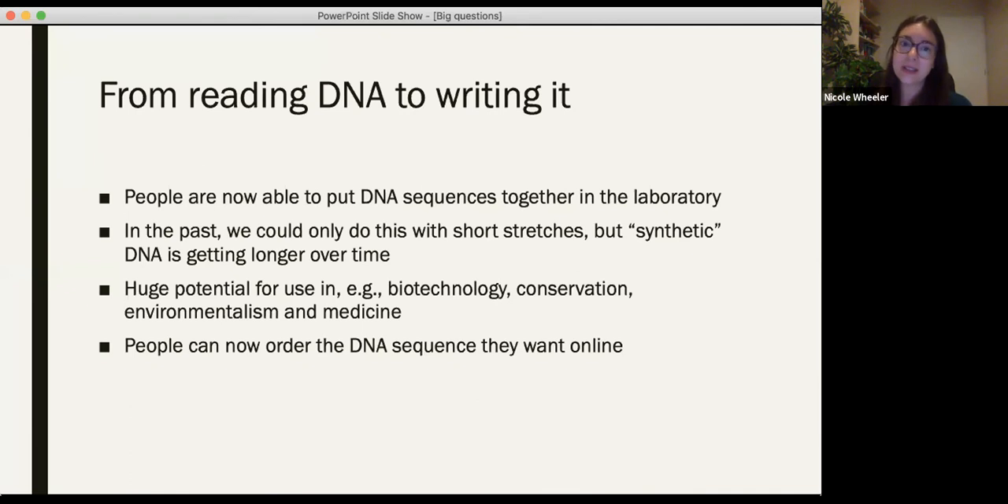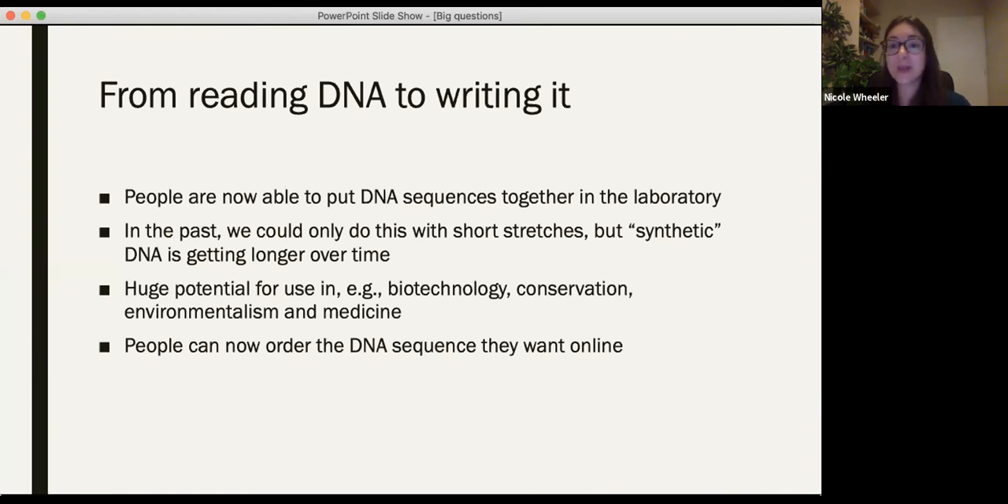But these days, one of the things that we can also do with DNA is write it and create it from scratch. So that means taking all of the bases that make up DNA and putting it together in a sequence that we want. When we first developed this technology, because DNA is kind of fragile, we can only put together short stretches of DNA, but even that became incredibly useful for different types of diagnostics and other technologies.